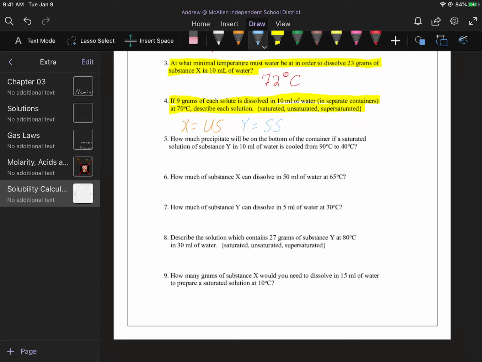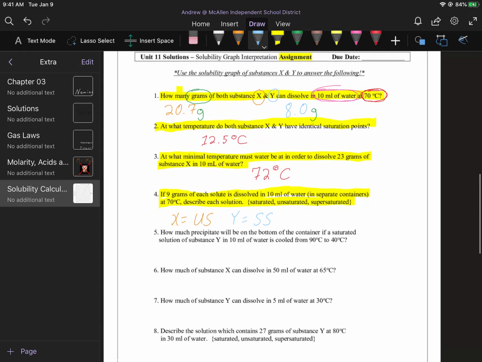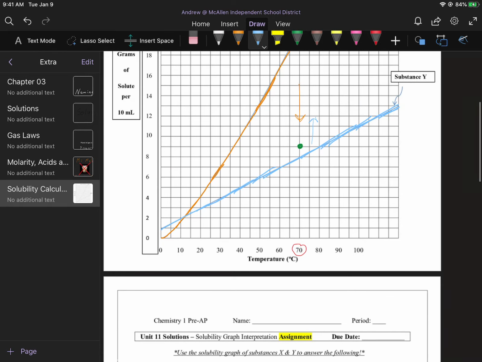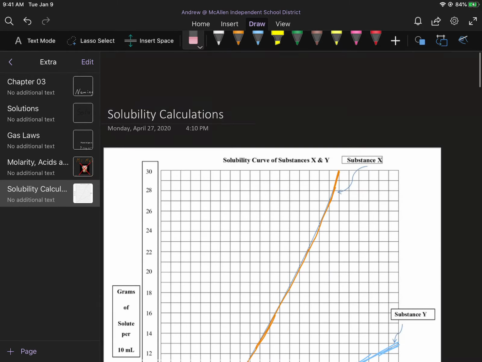If either dot was perfectly on that solubility line, then it would be saturated. But if it's above, supersaturated, underneath, unsaturated. Let's clean it up.